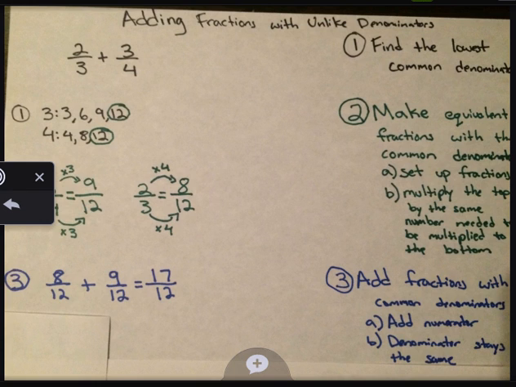Now that we have fractions with common denominators, here comes the easy part. All we have to do is add the fractions. Our first step is we add the numerator. 8 plus 9 is 17. And our second step is that the denominator stays the same, because our whole is still broken up into the same amount of pieces, 12.